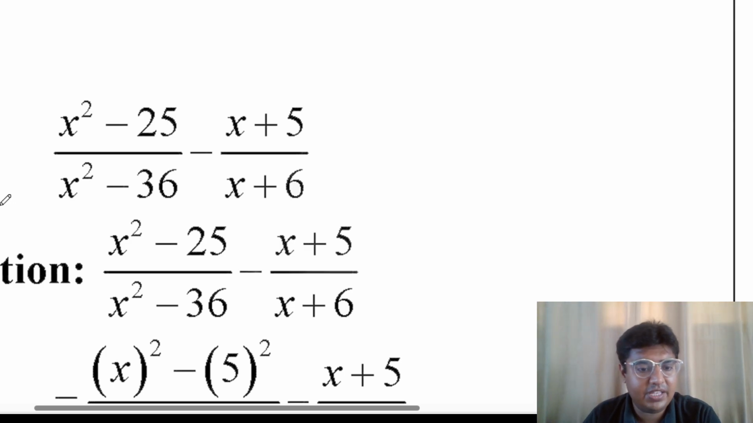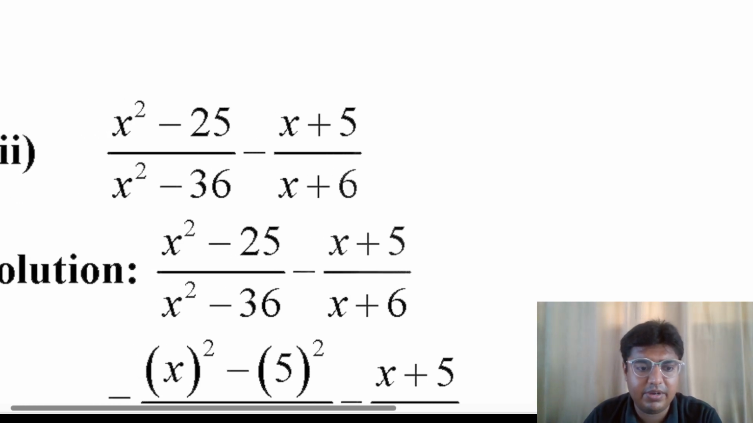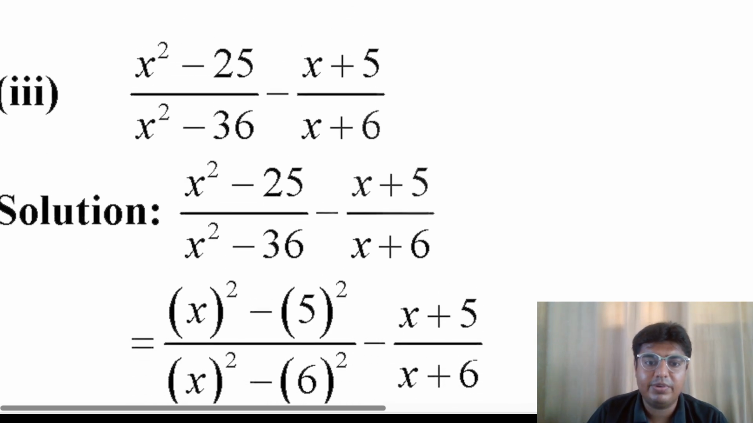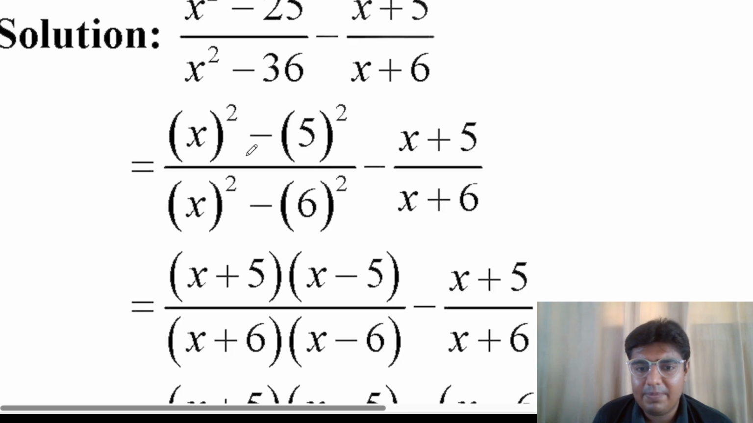You can see, be careful about the tips. Tip number 1, taking common. Tip number 2, formula. Tip number 3, middle term breaking. Here you can see in the denominator x square minus 25. That means a square minus b square. You can write 5 square, and in the denominator you can write 6 square. You will apply the formula.